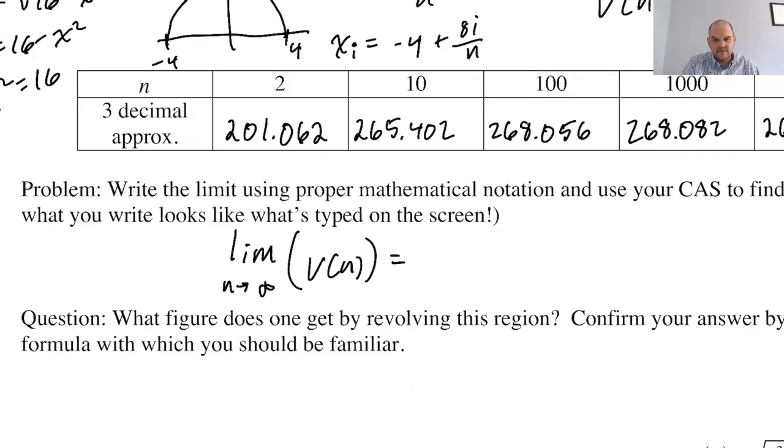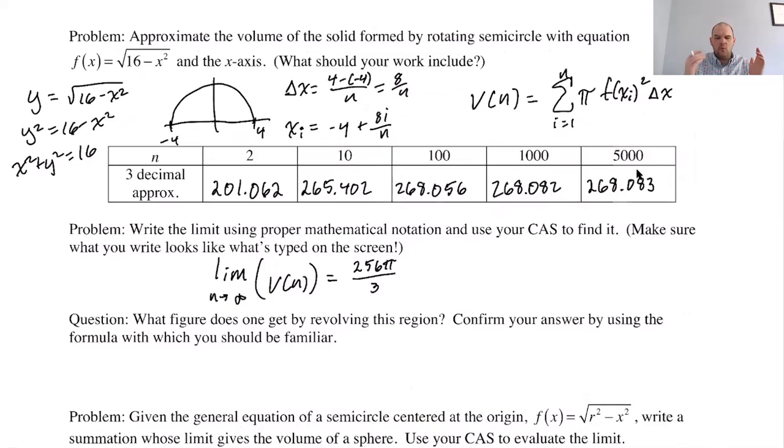What was this number? Let me see. This is where somebody in class would just yell it out, but nobody's in class right now. 256 pi over 3. Okay, so why is that interesting? I mean, hopefully that's kind of interesting to you. What do you get when you rotate a semicircle? You get a sphere. So I think what I just found is the volume of a sphere with a radius of 4.